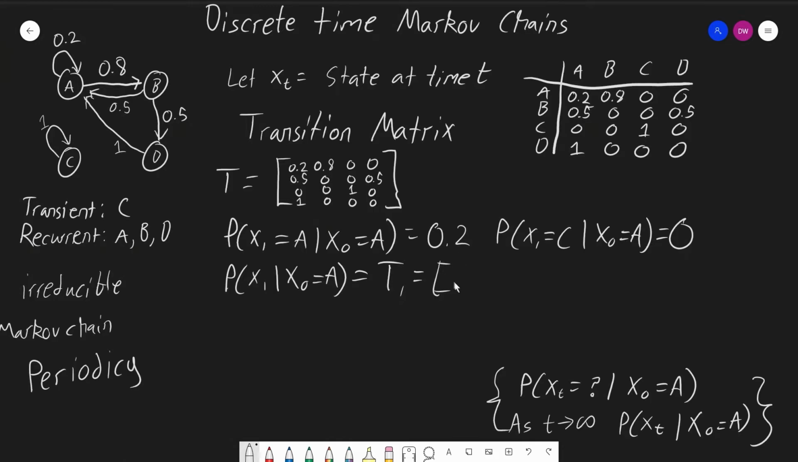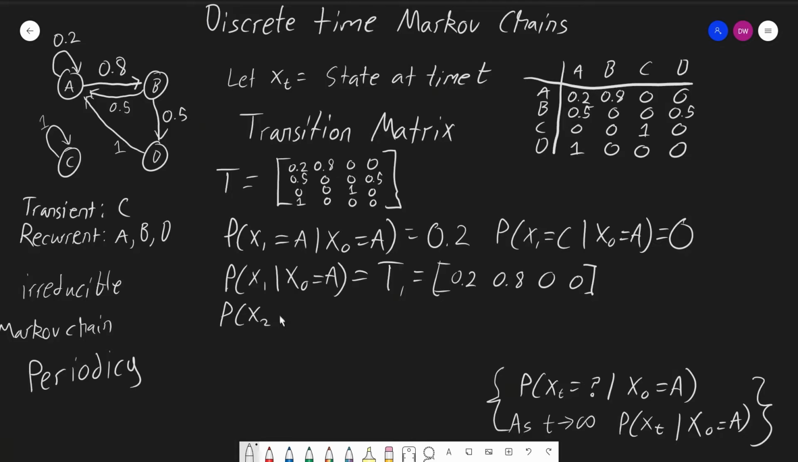so if we're going to fill out this vector, we know that if we're starting at A, then the probability of us ending at A is 0.2. The probability of us starting at A and ending at B is 0.8, and then it's zeros thereafter. So we've answered this first question. We have found a distribution for X after one iteration of the Markov chain when we started at A. Now let's try to take this one further.